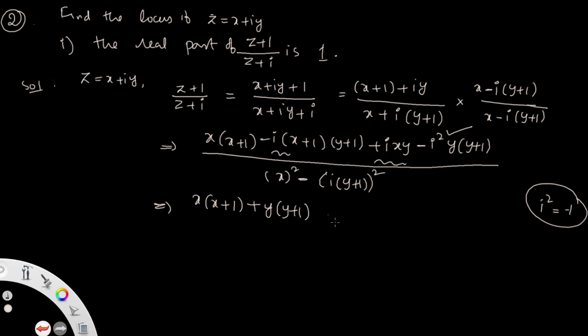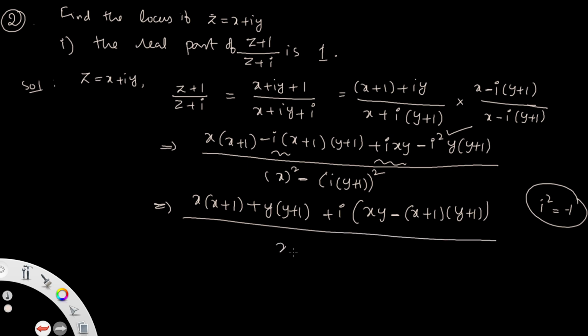So that is i common, xy minus of (x plus 1) into (y plus 1) divided by x square. i square means minus 1, so that is plus (y plus 1) whole square. Now what is the question? You should separate the real part and imaginary part.